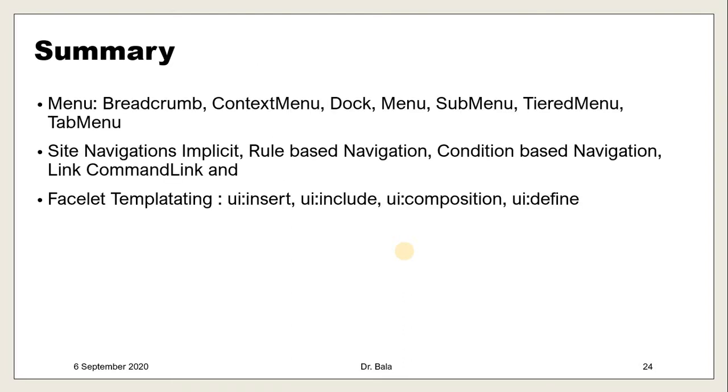Now we come to the summary of unit 3. What is unit 3? We have menu, site navigation, and templating. In the menu, we discussed breadcrumbs, context menu, dock menu, submenu, tiered menu, and tab menu. On the site navigation side, we discussed link, command link, and with the command link, implicit rules based navigation and condition based navigation.